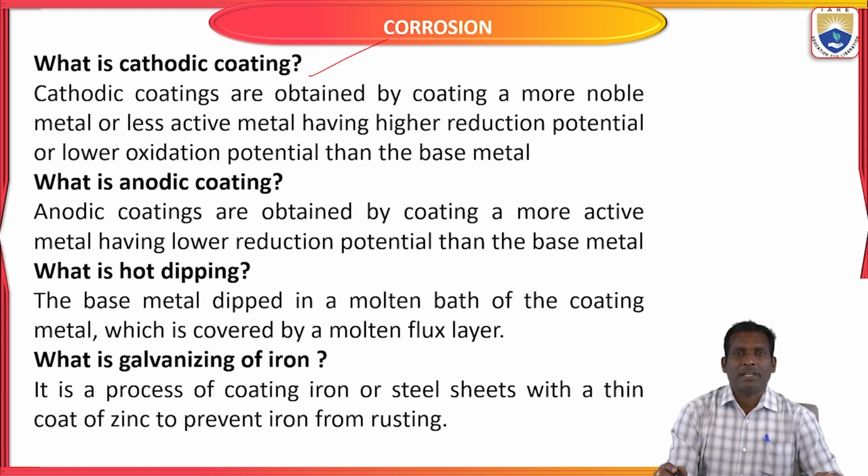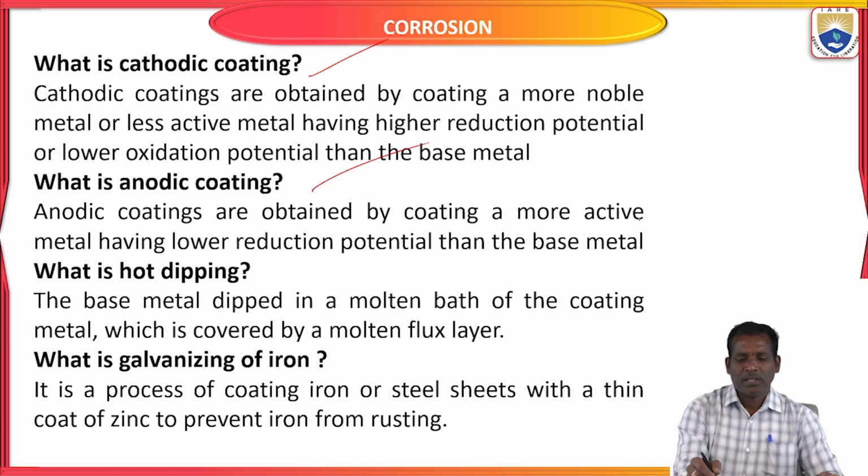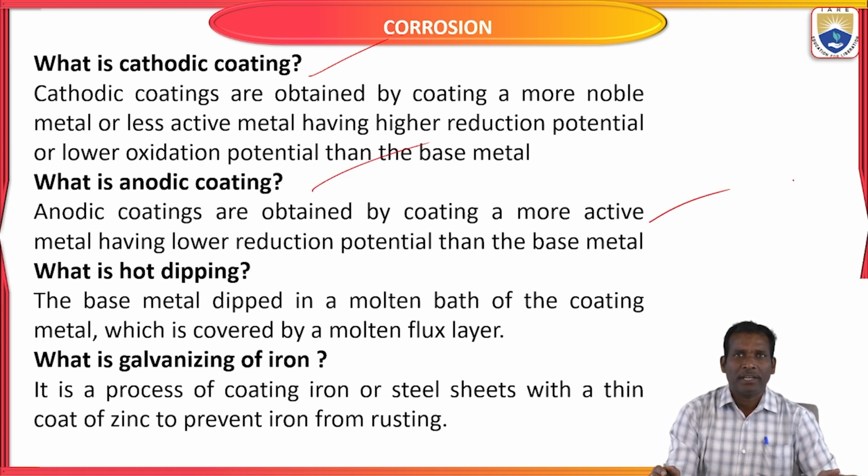So, what is anodic coating? Anodic coatings are obtained by coating a more active metal having lower reduction potential than the base metal. So, in the previous case, the higher reduction potential is required in cathodic coating. But in anodic coating, the lower reduction potential is required than the base metal. This process is called anodic coating.